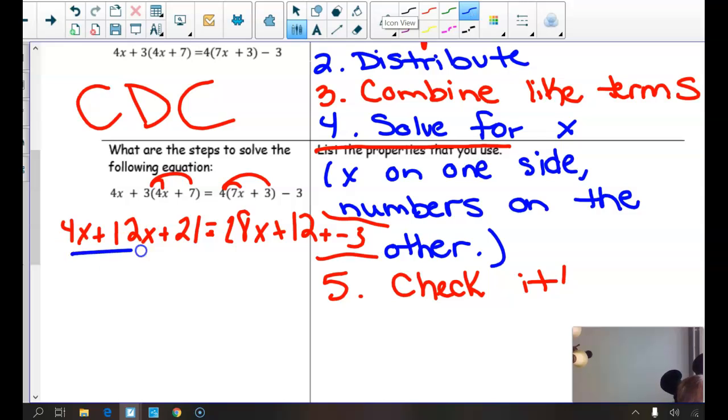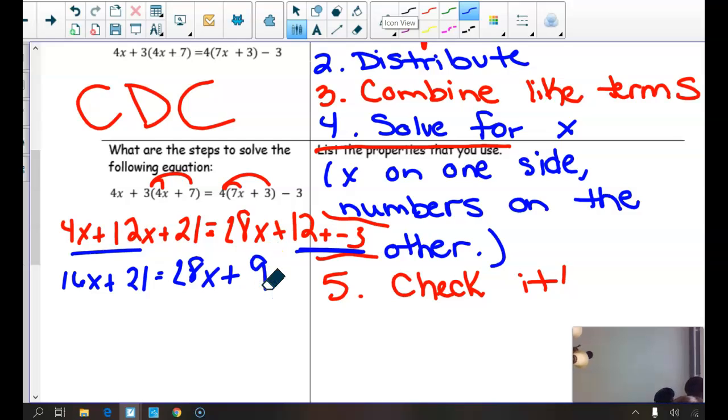Combine like terms. So 16x plus 21 equals 28x, which is all by itself, plus those guys, and that equals positive 9. Okay, next step, we need to get rid of one of those x's because we want all the x's on one side and we want all the numbers on the other side. Start with the lower x. Get rid of that.